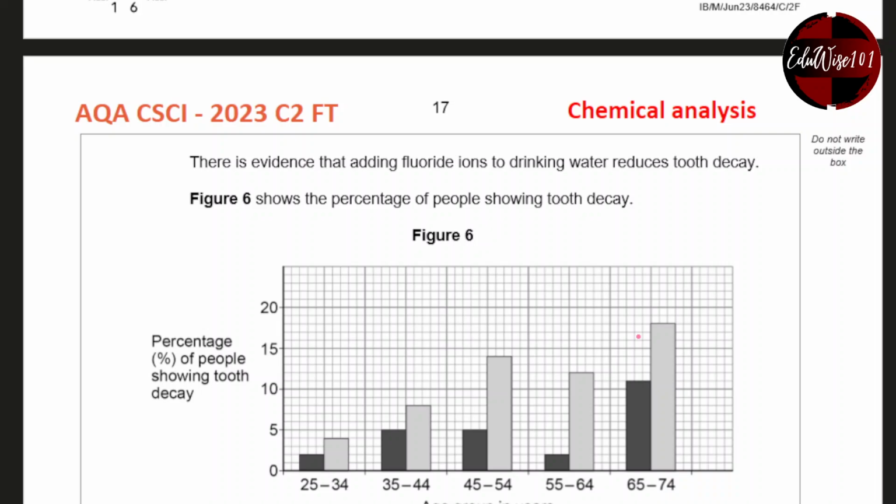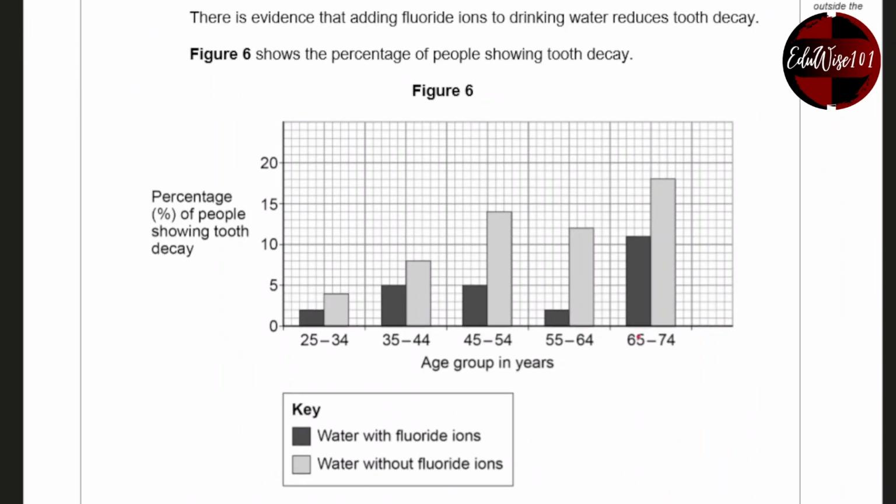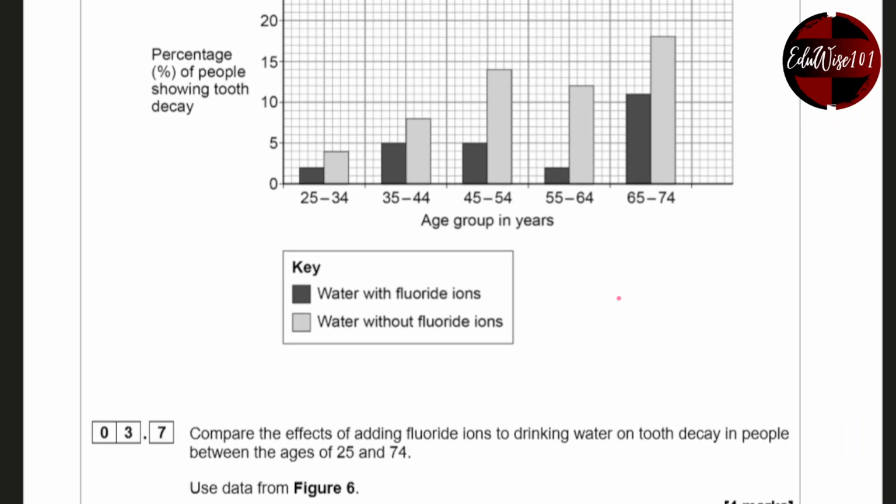There is evidence that adding fluoride ions to drinking water reduces tooth decay. Figure 6 shows the percentage of people showing tooth decay. So you have the percentage of people showing tooth decay on the y-axis, and on the x-axis you've got the age groups between 25 to 30, 34 to, so in 5-year gaps. Water with fluoride ions is basically the dark columns, and the water without fluoride ions is the lighter columns.